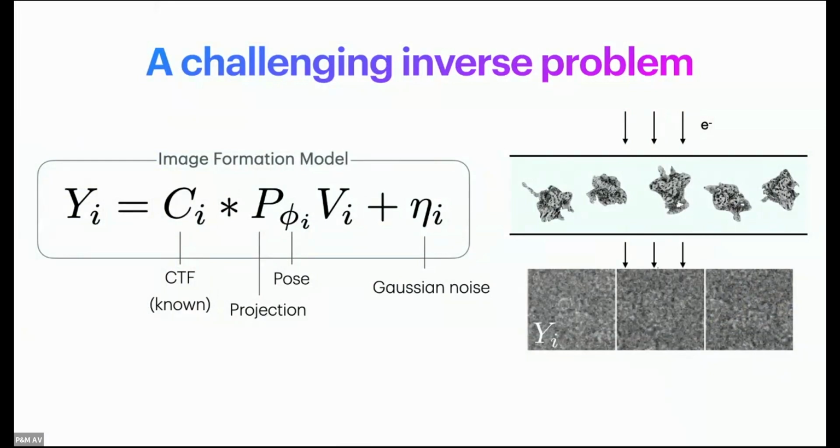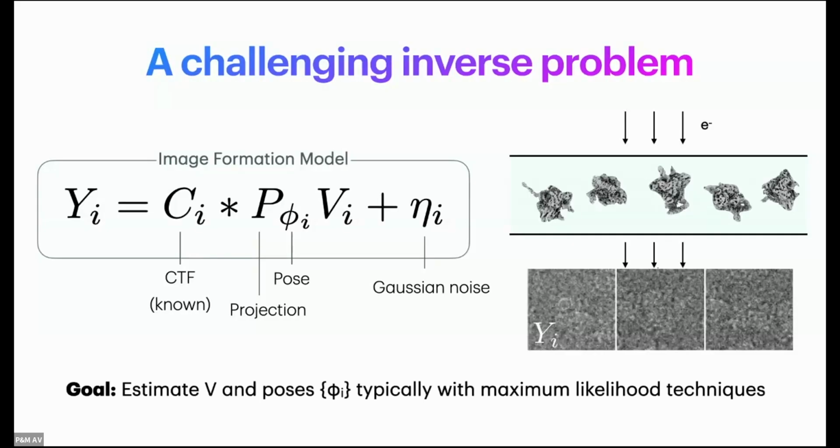And we model it so that each image, y_i, is modeled as a projection of this density volume, V_i, projected at some pose that we don't know, phi_i. This image is then convolved with the point spread function of the microscope, or the CTF, and then we finally model a bunch of additive Gaussian noise. So the goal is to estimate the volume and the poses, so these unknown viewing orientations, and this is typically done with maximum likelihood techniques.